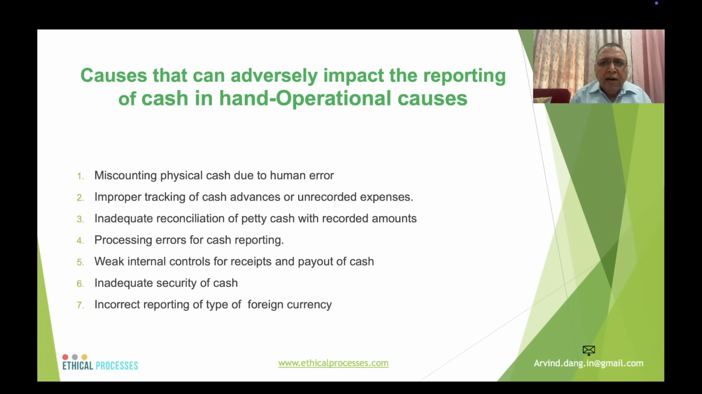Causes that can adversely impact the reporting of cash in hand. These operational causes are: miscounting physical cash due to human error, improper tracking of cash advances or unrecorded expenses, inadequate reconciliation of petty cash with recorded amounts, processing errors for cash reporting, weak internal controls for receipt and payout of cash, which is a very significant point, inadequate security of cash, keeping it in the locker, etc., and incorrect reporting of type of foreign currency.